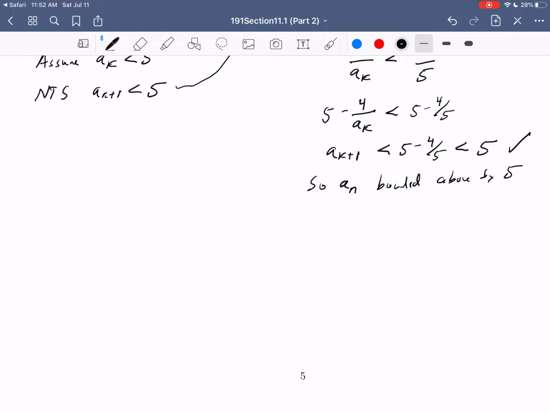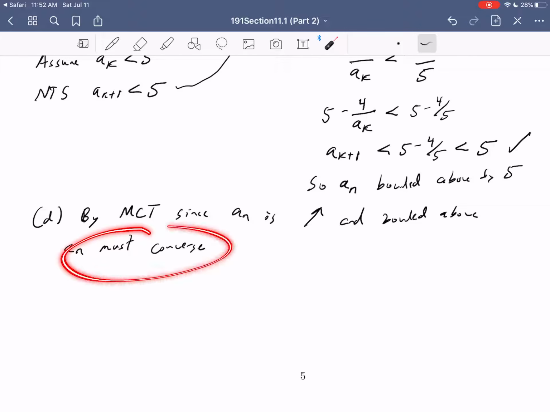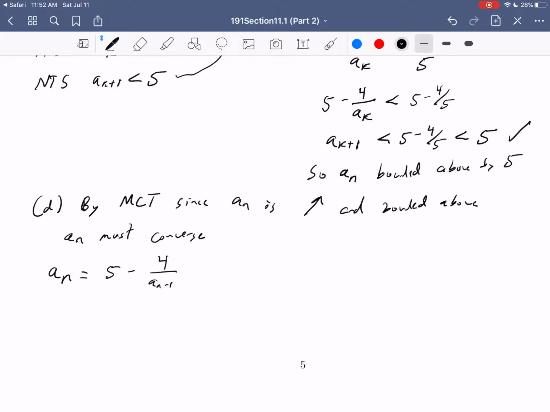So we can now go ahead and find the limit of this. By MCT, since a sub n is strictly increasing and bounded above, a sub n must converge. So we now know a sub n must converge. Since we know that it converges, we can apply the limit. So remember, a sub n here is 5 minus 4 over a sub n minus 1. So we apply the limit.